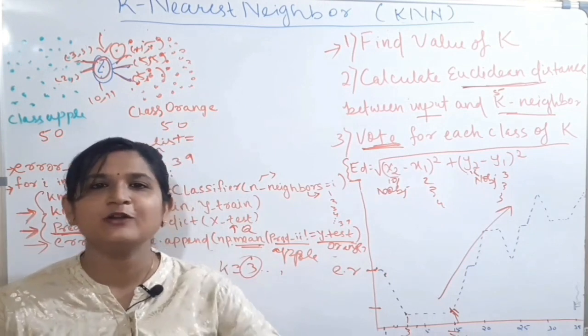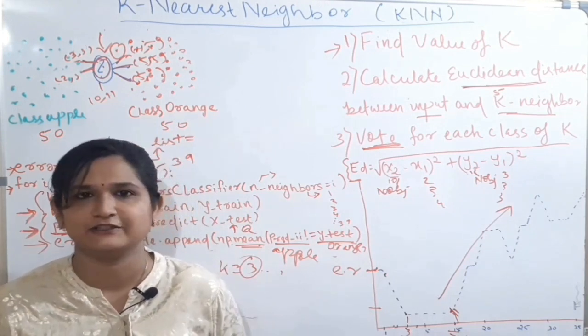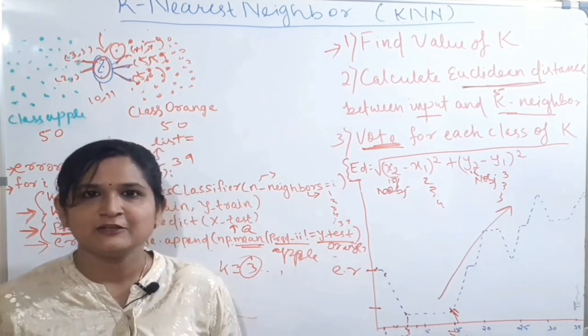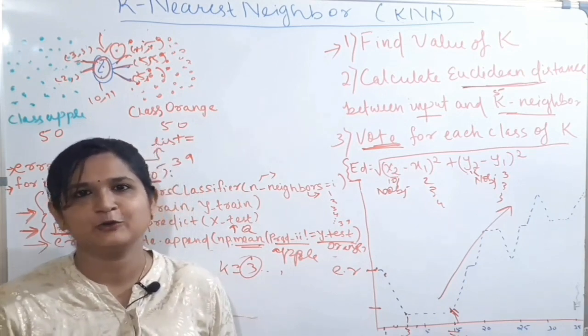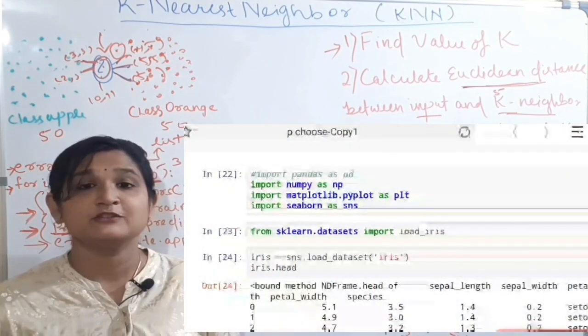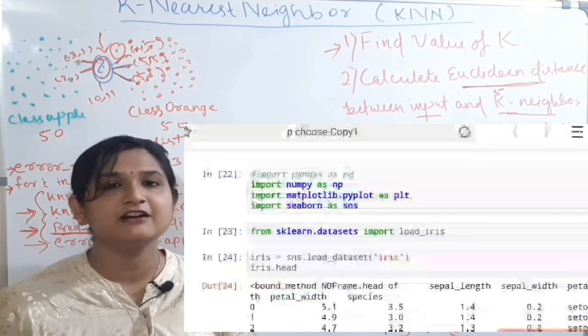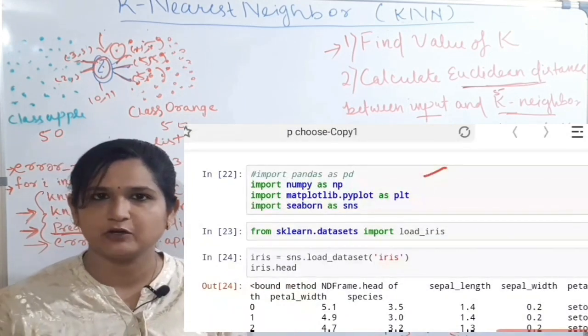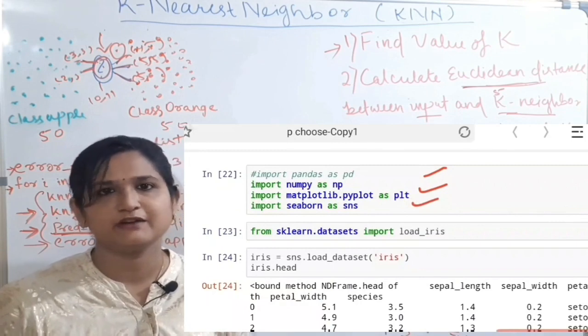So this is the whole process of the KNN algorithm. In the last part, I will implement the algorithm in Python. You can visualize the total implementation in Python over here. First of all, you have to import the important libraries in Python, like Matplotlib, Seaborn, Pandas, and NumPy.